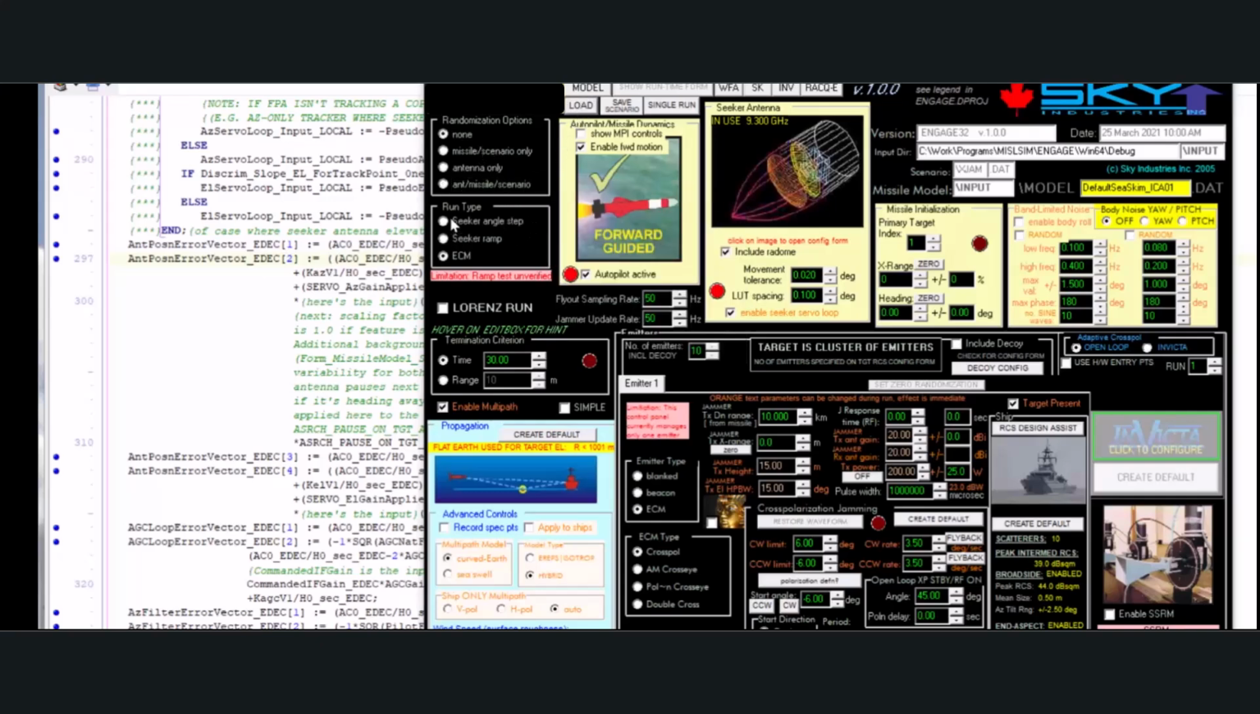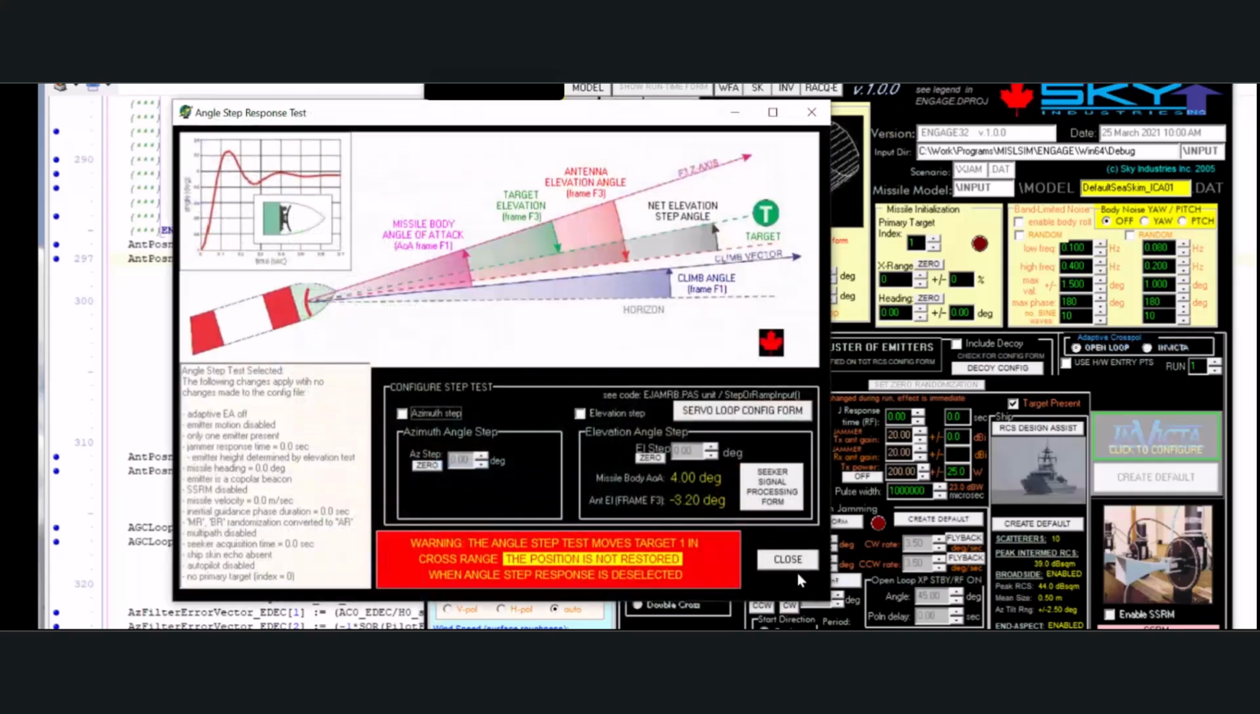Run type. We could use an angle step response to look at our seeker design, because you really do have to become a missile designer. You can't just randomly pick, I'm going to use an inverse cascade antenna, I'm going to use an elevation guided autopilot. They all have to make sense, just as though you were building a missile and testing it in a lab before you sent it out of the factory with quality assurance and things, going to hit something when you fire it.